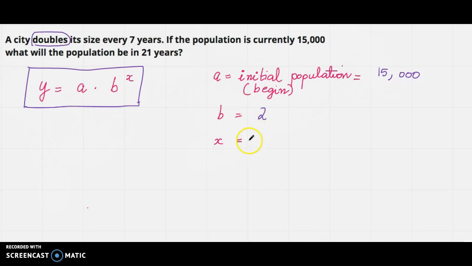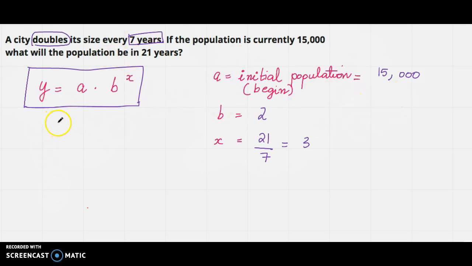Now X tells me how many times this is happening. In 21 years, we know that it's going to double every 7 years. After every 7 years, the population is going to be double. So how many sevens are there in 21? You want to divide that. So 21 divided by 7, we know the answer is 3. So in 21 years, there is a set of 3 sevens. That means 3 times this population is going to double.